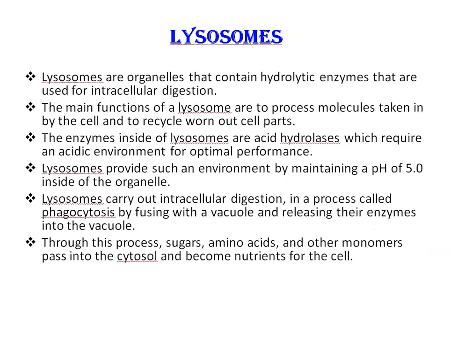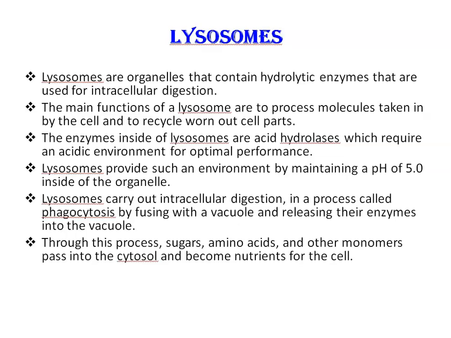Next is lysosomes. Lysosomes are organelles that contain hydrolytic enzymes that are used for intracellular digestion. The main functions of lysosomes are to process molecules taken in by the cell and to recycle worn out cell parts. The enzymes inside the lysosomes are acid hydrolases, which require an acidic environment for optimal performance. The lysosome provides such an environment by maintaining a pH of 5 inside the organelle.